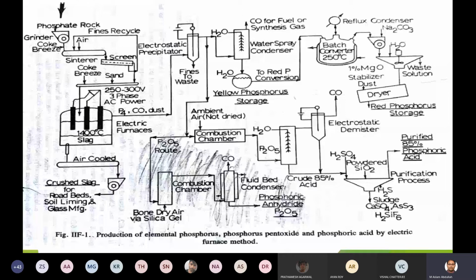Some amount of the phosphorus slag is also added. And it is used in soil liming. It is not lining, it is soil liming. For manufacture of some fertilizer it is used, and it is also used in the glass manufacturing unit. Only the slag is used.